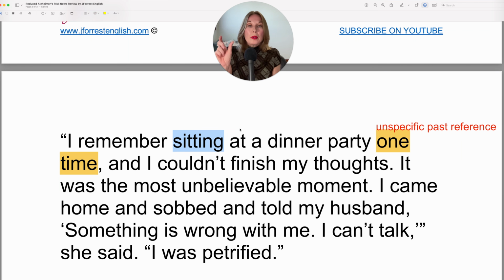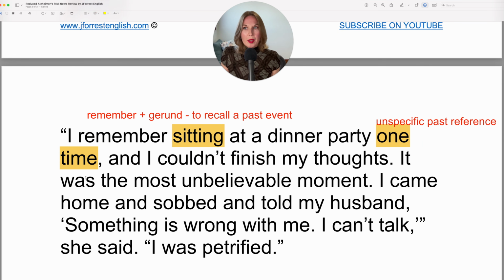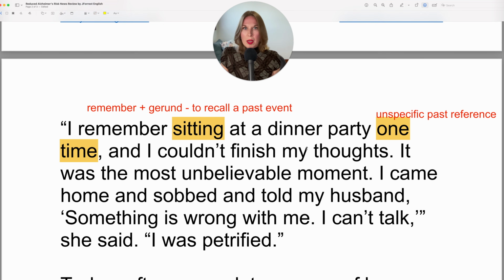But remember plus infinitive, that's for the future. It's giving someone an instruction to do. Remember to like this lesson. Remember to subscribe. So you haven't done it yet, I'm assuming. So that's an instruction for the present, near present, or the future. But for the past, we use the gerund verb. I remember sitting at a dinner party one time and I couldn't finish my thoughts.